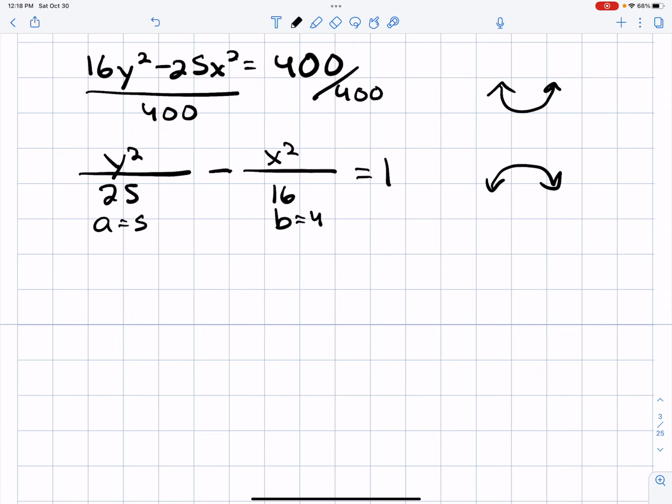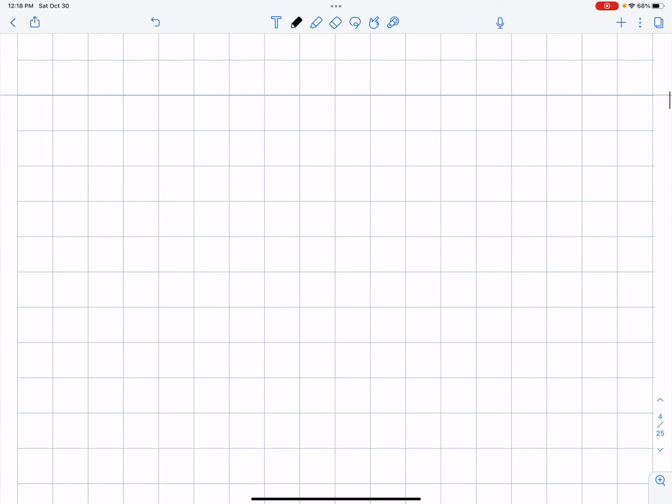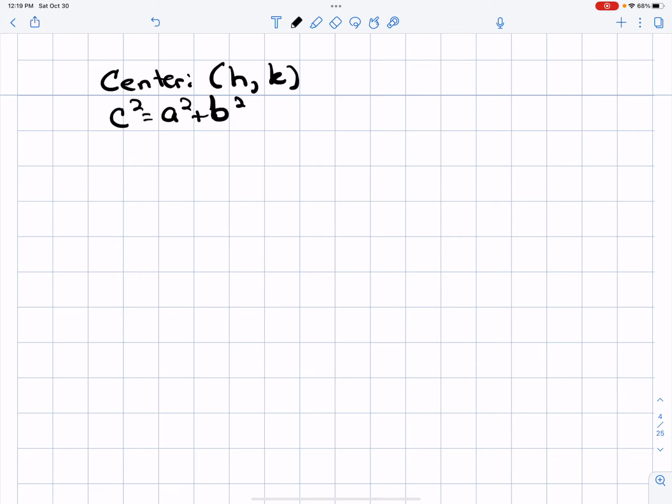Okay, what if it's not situated at the origin? I know that's your next question. Well, you've got two possibilities, but you're going to have your center, once again, they like to use H, K. And the equation's going to be a lot like what we were seeing before. Remember for this one, c squared equals a squared plus b squared.